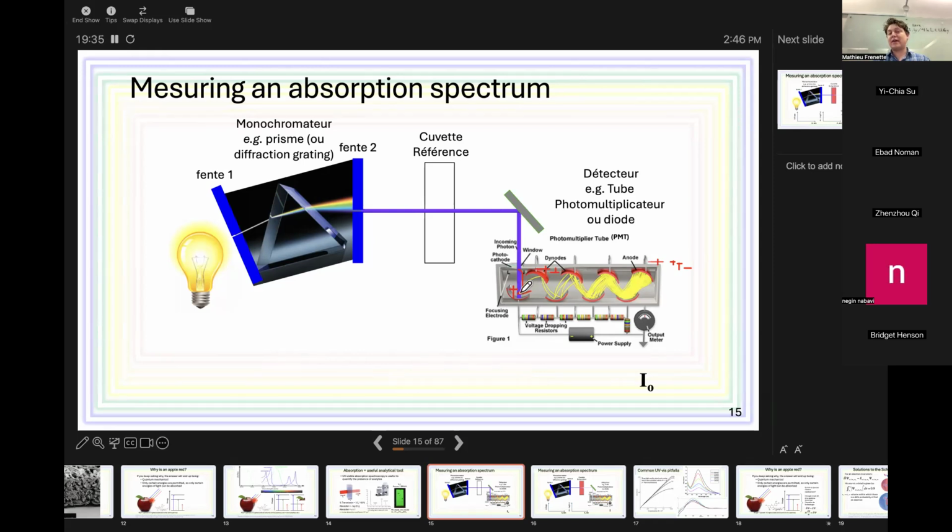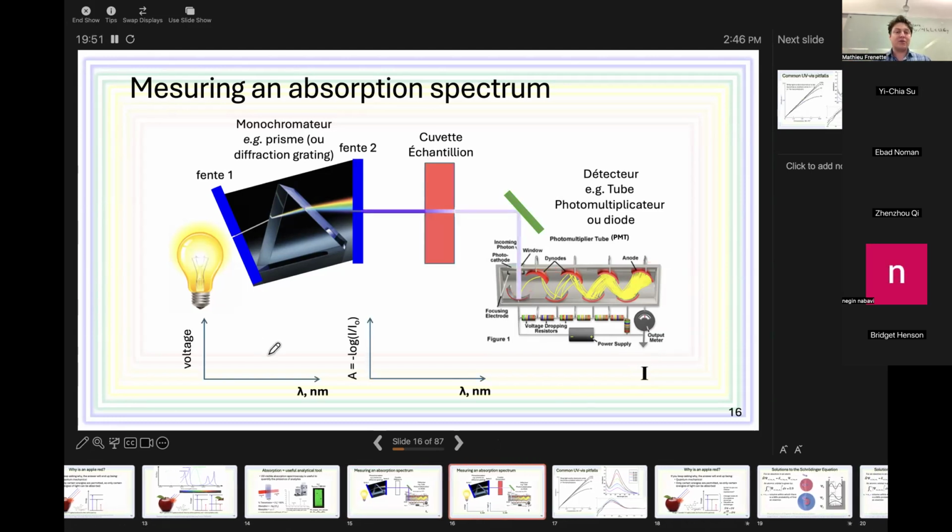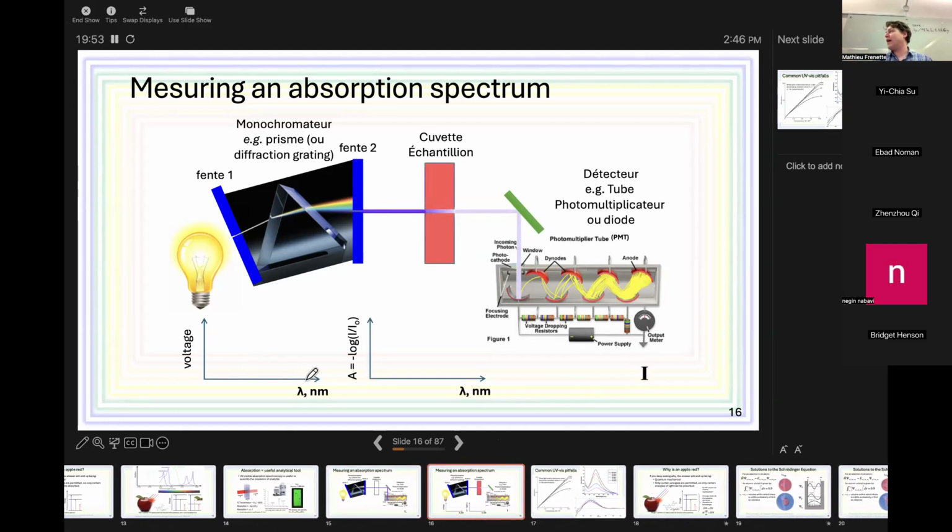So that electron is accelerated. It makes a splash of other electrons, which are accelerated. It splashes to more electrons, and then eventually you'll have a current. And that current goes through resistance, and you have a voltage. So that's how most of spectroscopy is just a voltage versus an energy. And that's what it is here. So you have a voltage versus a wavelength.